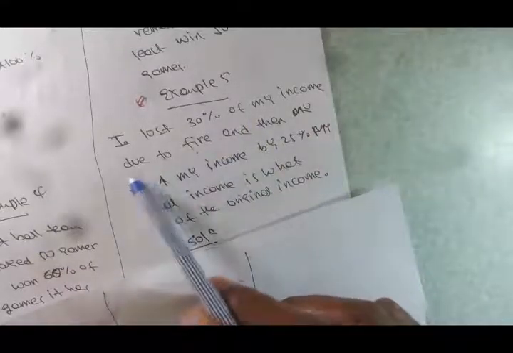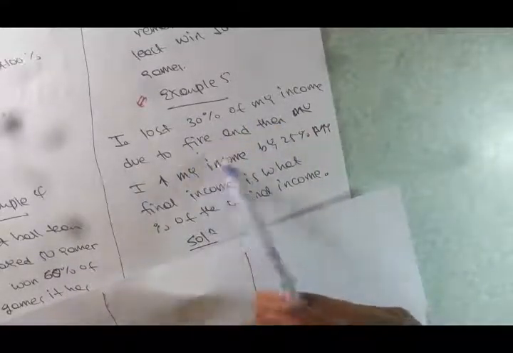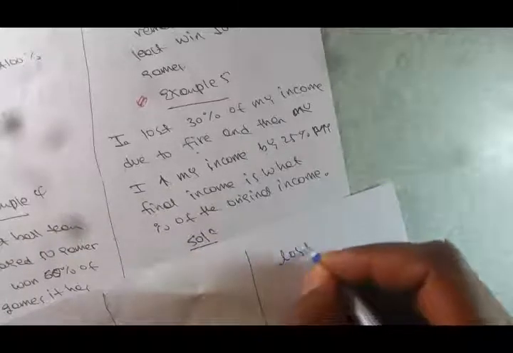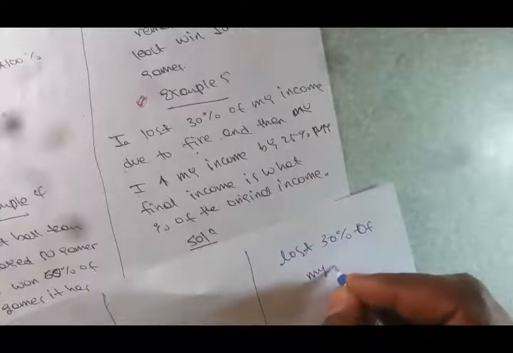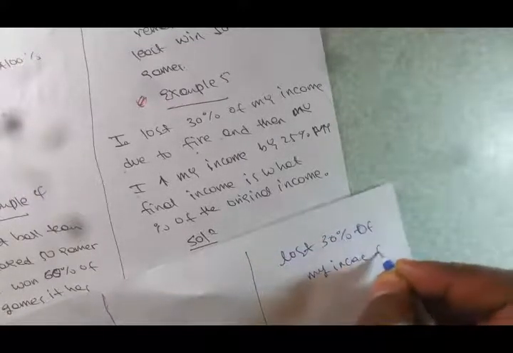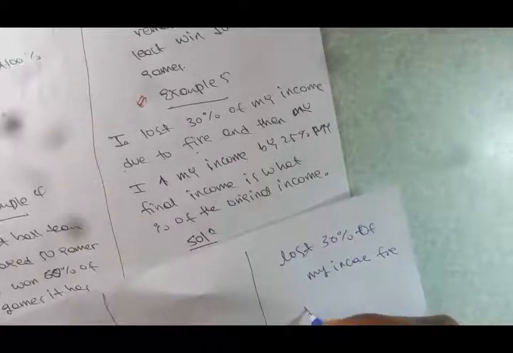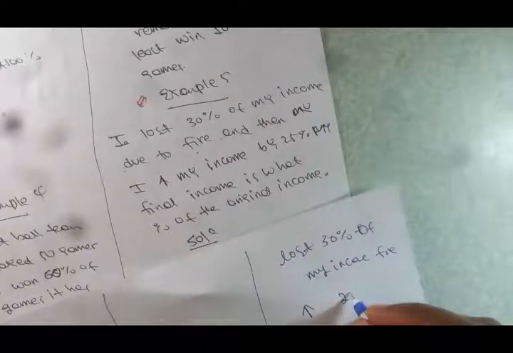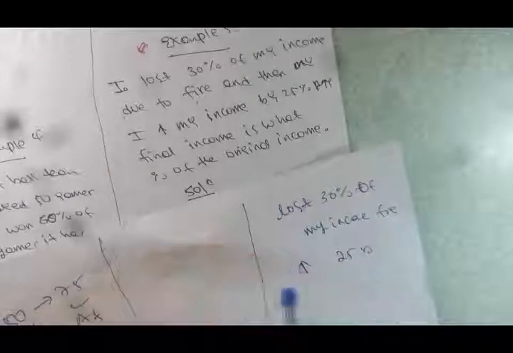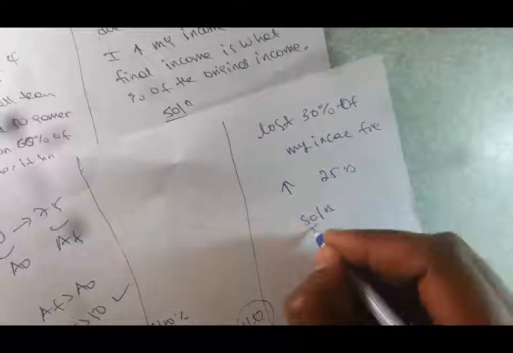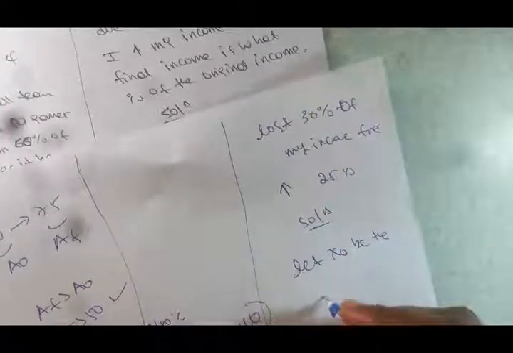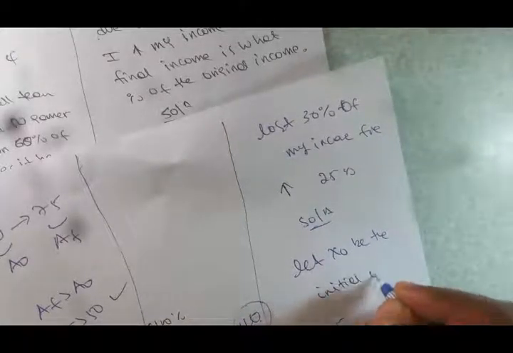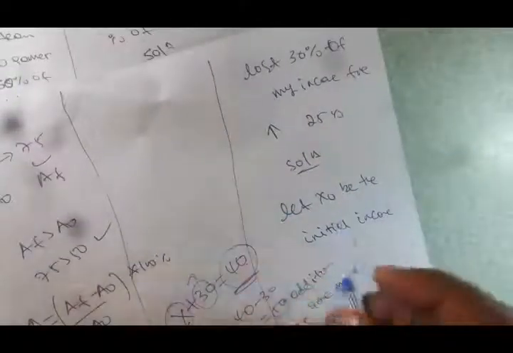And example 5 states that I lost 13% of my income due to fire, and then I increased my income by 25%, and we are asked to find what percent of the original income the final income is. Solution: let xo be the initial income. We already talked about that.